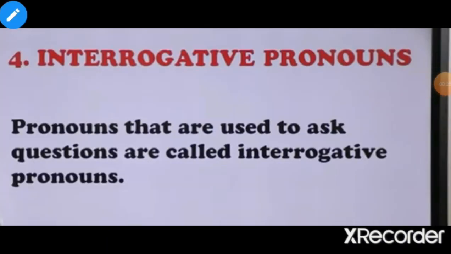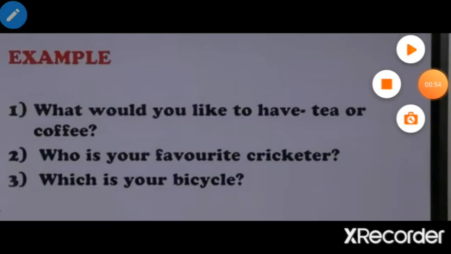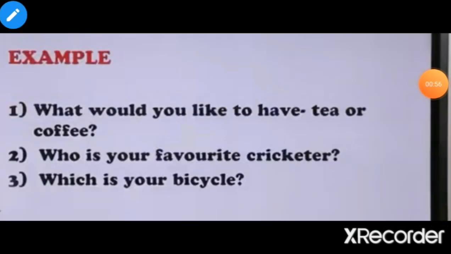Moving to the next type, which is the interrogative pronoun. It means to interrogate or to ask questions. Definition: pronouns that are used to ask questions are called interrogative pronouns. They are very simple. Let's read some examples. First example: what would you like to have, tea or coffee? I am asking you, what would you like to have, tea or coffee? So here, what is the interrogative pronoun.